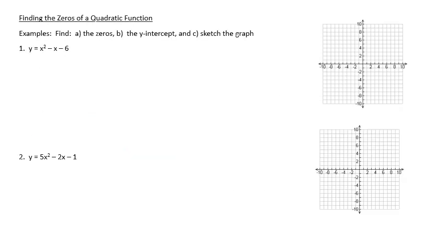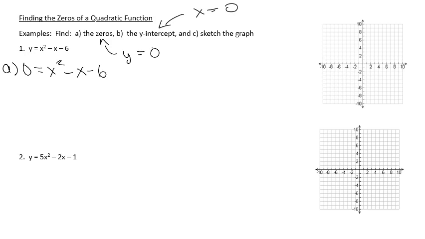Okay, we're working on this slide on finding the zeros of a quadratic function and the y-intercept, and then sketching the graph. Remember that the zeros are the places where y is 0. The y-intercept is going to be where x is 0. And then once we have those points, we'll sketch the graph. So for the first example here, we'll start with part A, finding the zeros. So I'm going to set y to 0, x squared minus x minus 6.